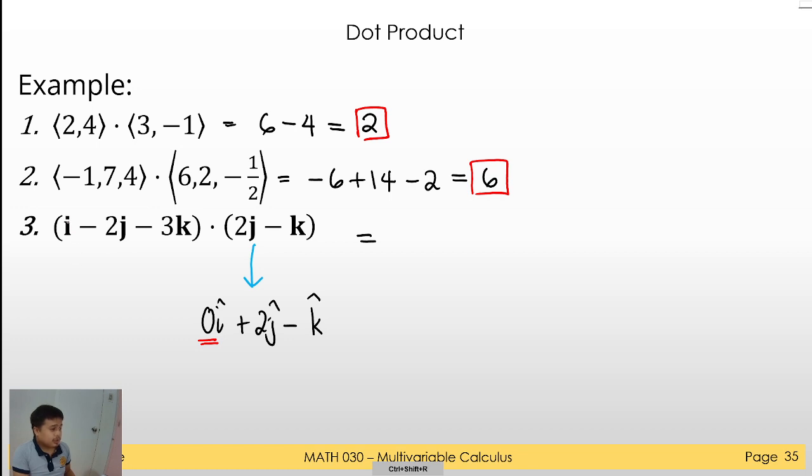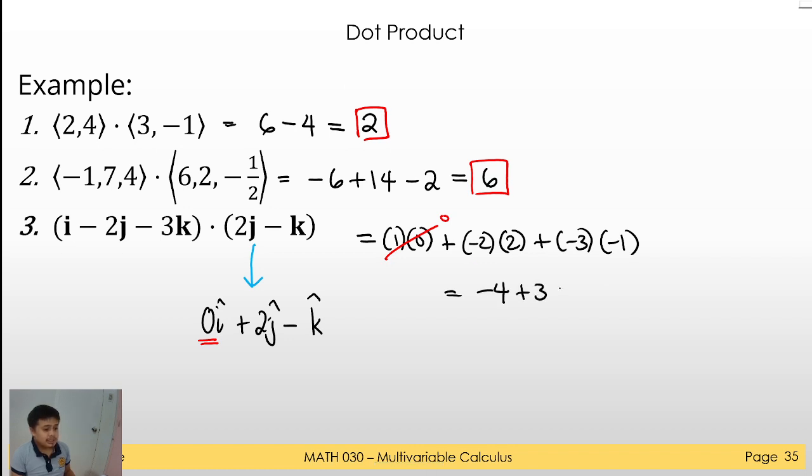So therefore, for the dot product here, we have 1 times 0. So this will be 0 plus, we have -2 times 2. And then we have plus -3 times -1. So this is 0, -4 plus 3. Therefore, their dot product will be -1. Okay, so that will be all for the example.